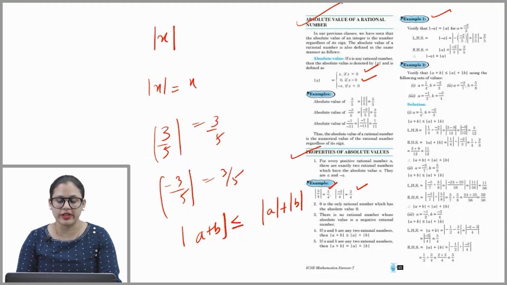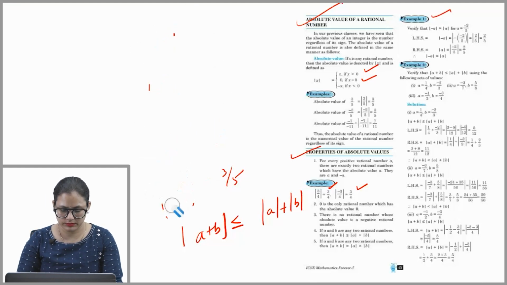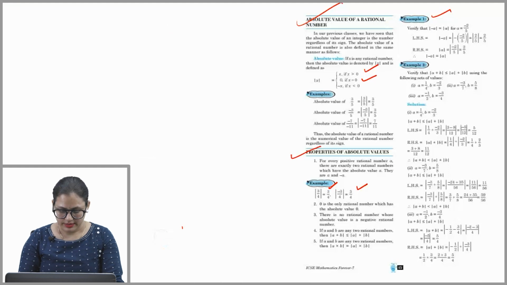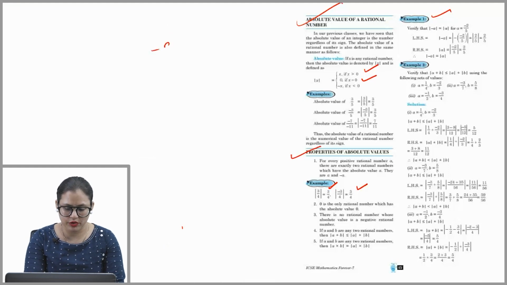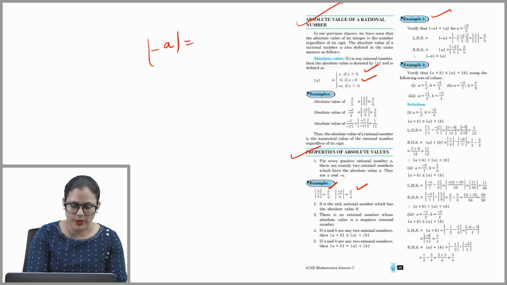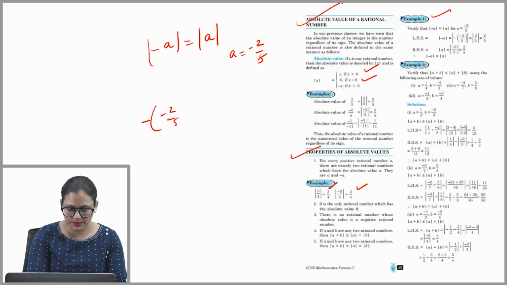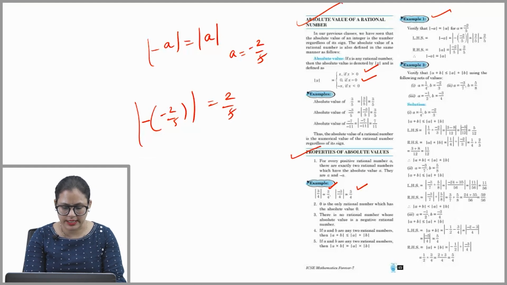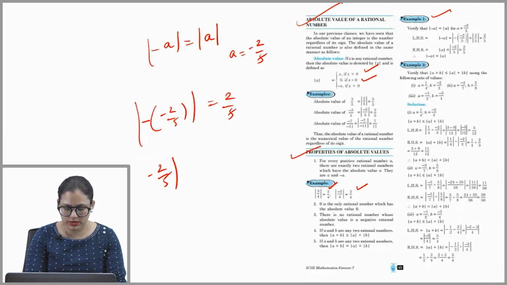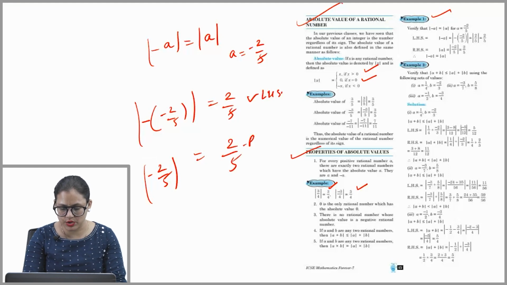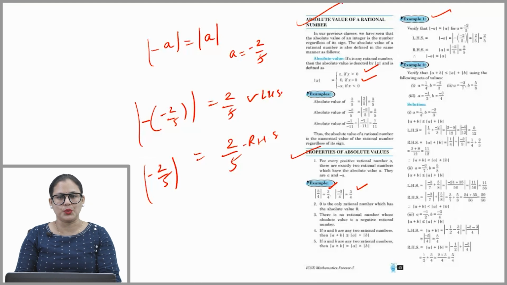Example 1, we have to verify that minus absolute value of minus a is equal to absolute value of a, where a is equal to minus 2 by 5. Okay, so absolute value of minus a is minus 2 by 5 and absolute value is 2 by 5, and absolute value of a, that is minus 2 by 5, is 2 by 5. Okay, this is LHS, this is RHS, and as you can see both are equal.